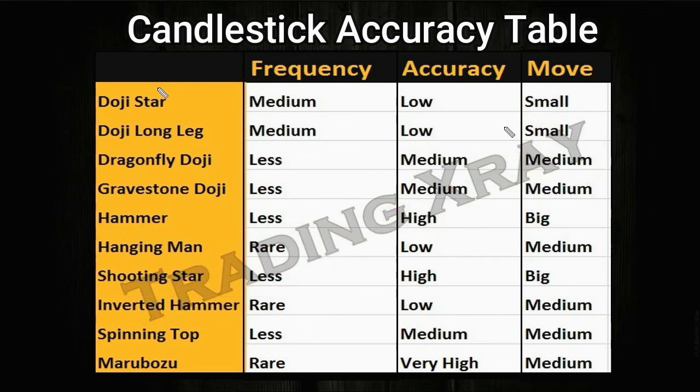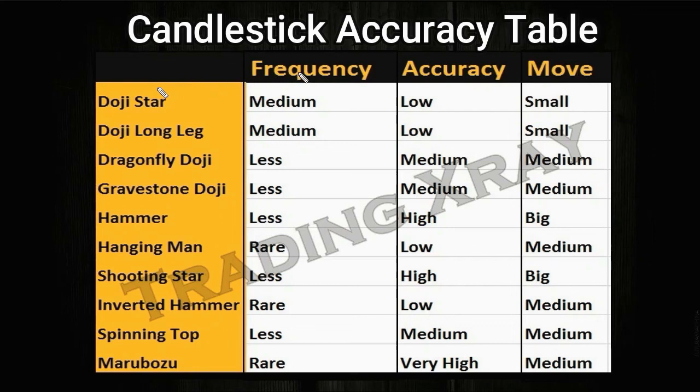As you can see, this accuracy table has 4 columns. The first column contains the name of the candlestick pattern. The second column contains the frequency. The third column contains the accuracy, and the fourth column has the move.